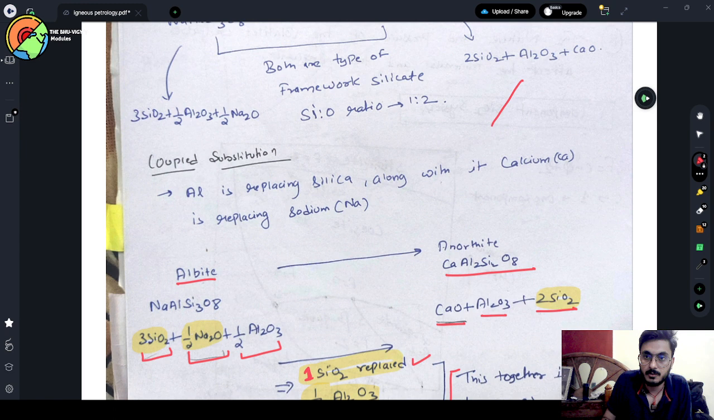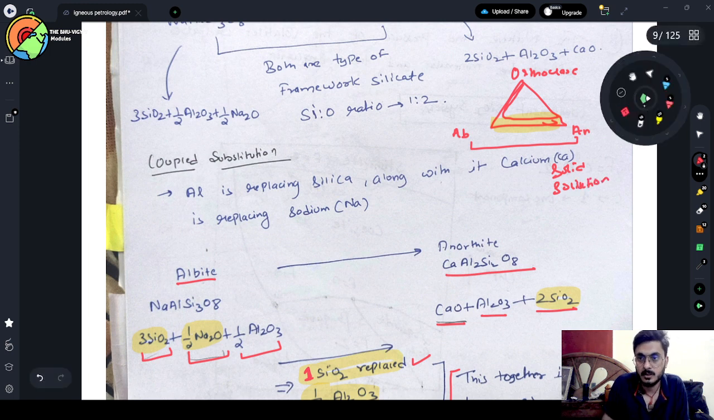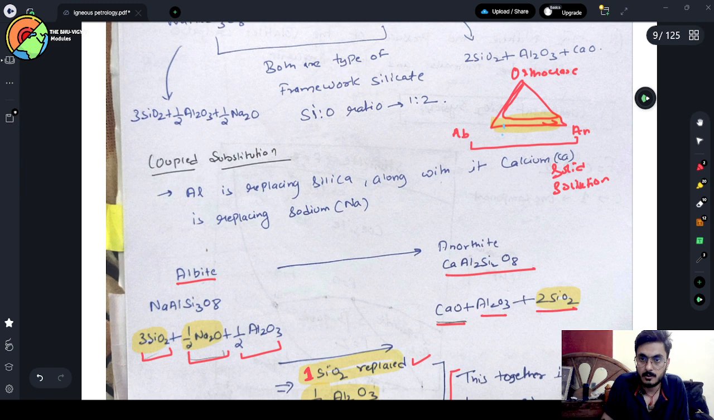If you have seen the diagram of plagioclase feldspar, it is like this. Here was orthoclase, here was albite, and here was anorthite. In between, from here to here, different solids will coexist and combine to form a solid solution. Here we will see different compounds like oligoclase, andesine, labradorite, bytownite and anorthite. These are the intermediate compositions of this solid solution.